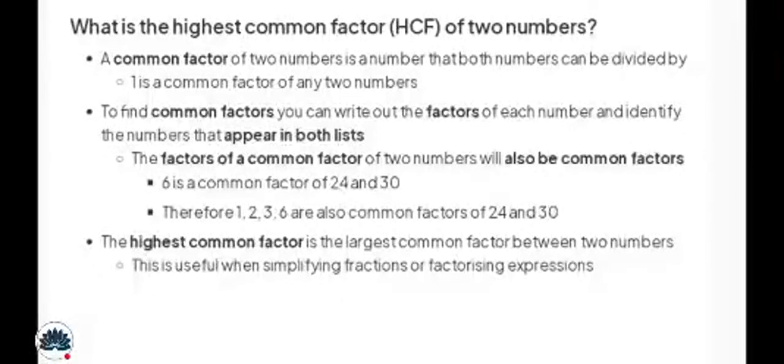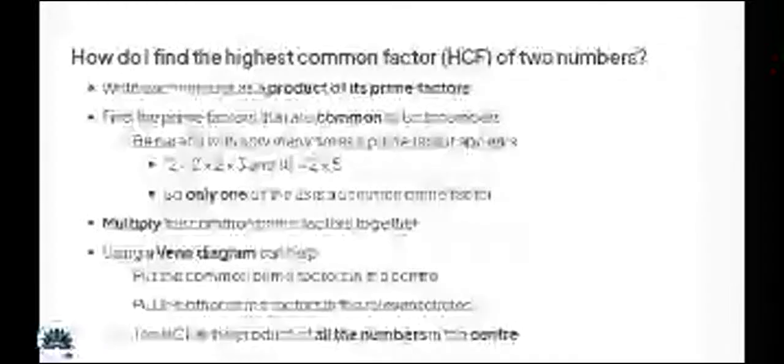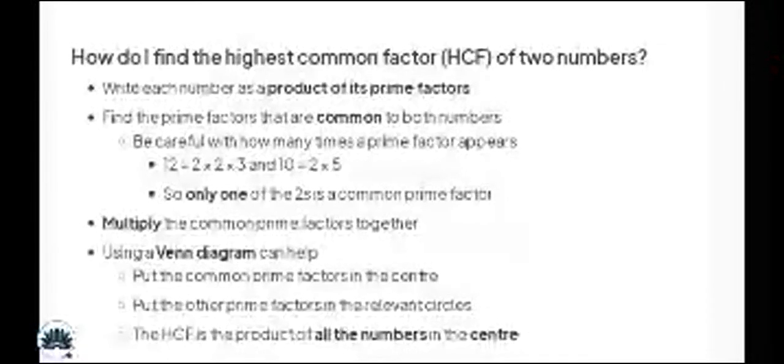This is useful when simplifying fractions and factorizing expressions. How do I find the highest common factor of two numbers? Write each number as a product of its prime factors. Find the prime factors that are common to both numbers. Be careful with how many times a prime factor appears, as 12 equals 2 multiplied by 2 multiplied by 3 and 10 equals 2 multiplied by 5. So only one of the twos is a common factor.